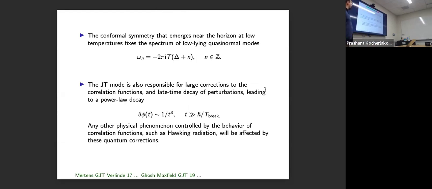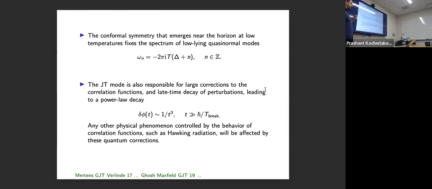Ignoring some subtleties about quasi-normal modes in flat space that are not really important, the conformal symmetry that emerges near the horizon at low temperature, this AdS2 throat, fixes the spectrum of the low-lying quasi-normal modes to take this form, where delta is a parameter that depends on the mass of this probe. So the way perturbations decay in time is completely fixed by this symmetry.